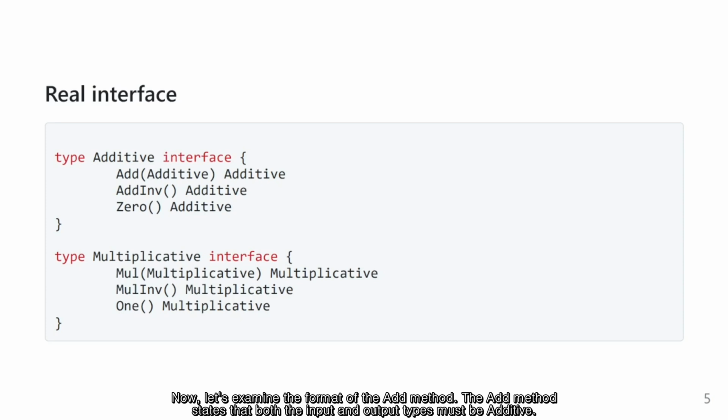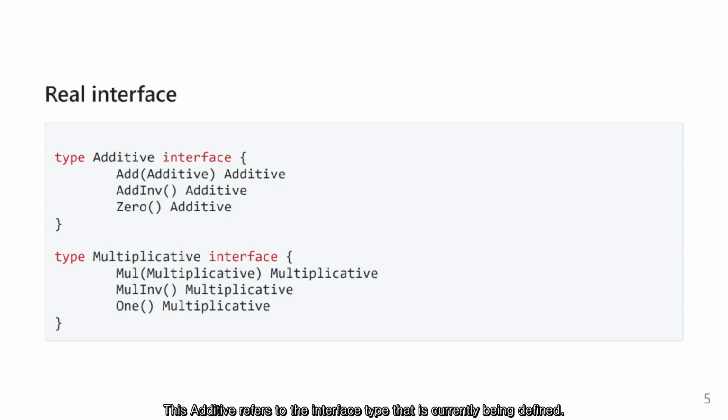Now, let's examine the format of the add method. The add method states that both the input and output type must be additive. This additive refers to the interface type that is currently being defined. At first glance, this might seem like a paradoxical definition, like circular logic, but it is not.